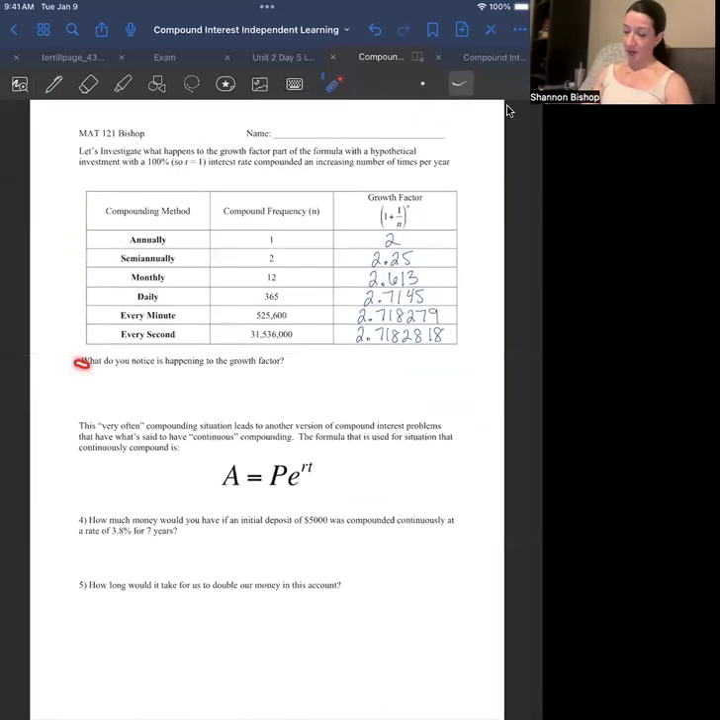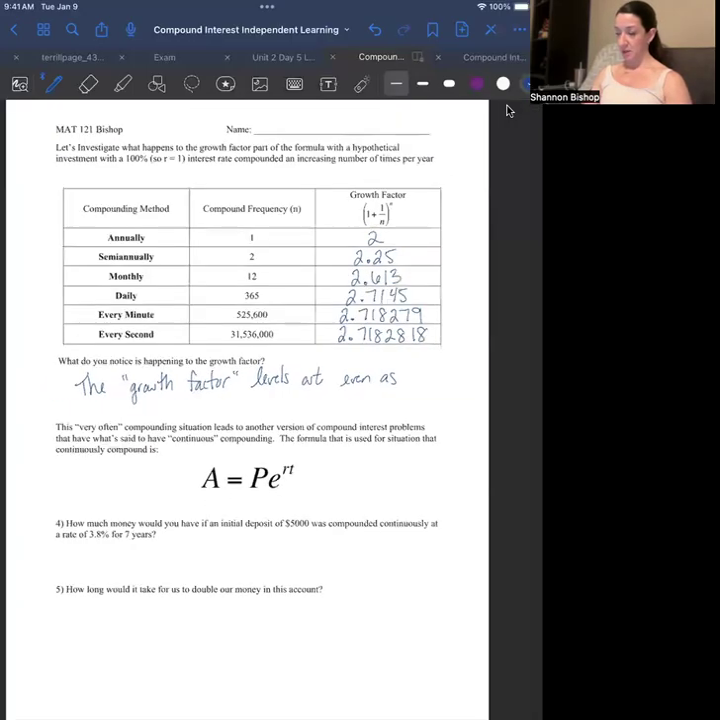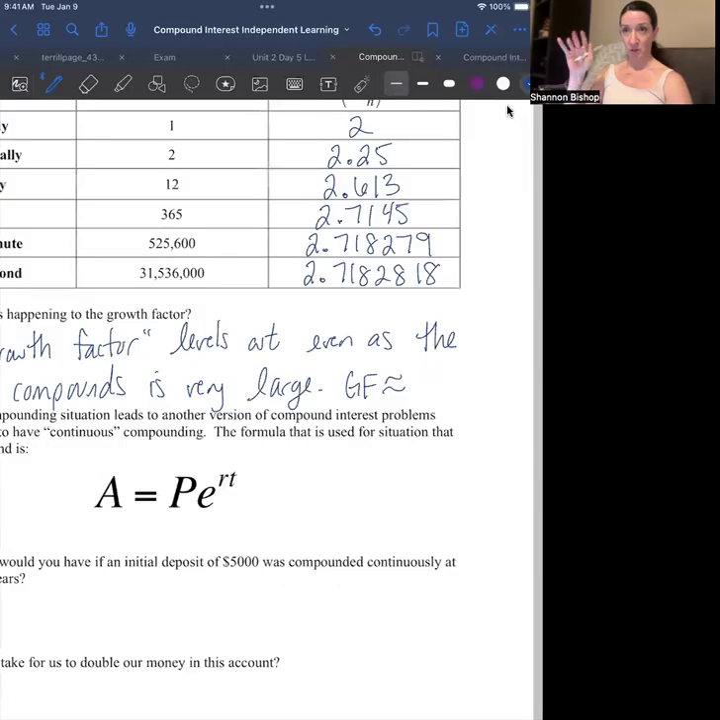So what do we notice is happening? Well, what we notice is that the growth factor, zoom in a bit, the growth factor levels out even as the number of compounds is very large. The growth factor essentially levels out. Those are approximations. The growth factor is essentially 2.7. If I had to round it, I'd say 2.71828. Yep. All these numbers pretty much level out to 2.71828.